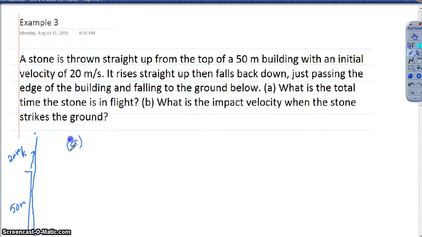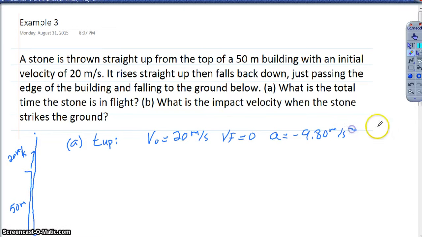So again, the key to these type of problems, if I want to find the total time of the stone's flight, the key that I usually work with is I want to find the time it takes to go up and then the time that it takes to go down. Okay, so if I want to find the time that it takes to go up, think about the measurements that we know. We know the initial velocity would be 20 meters per second. The final velocity at the very top there would be 0, right? Because again, I'm taking advantage of the fact that it momentarily stops. And then the acceleration is negative 9.80 meters per second squared.